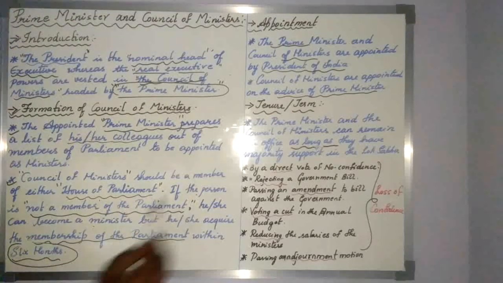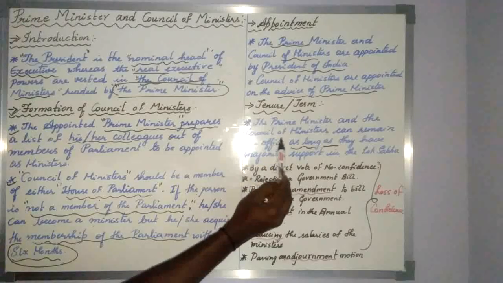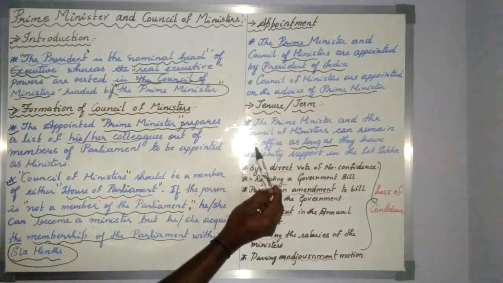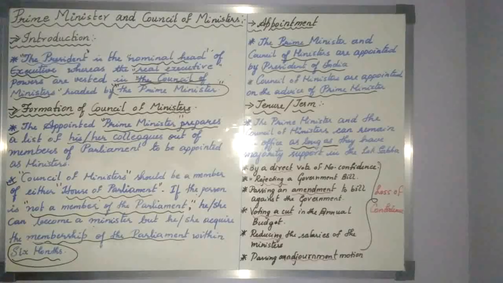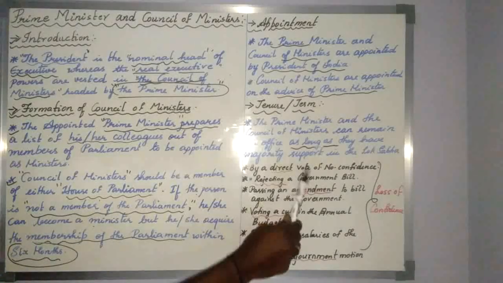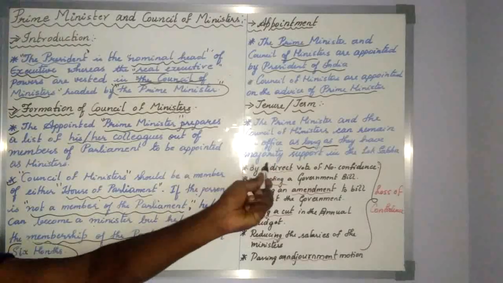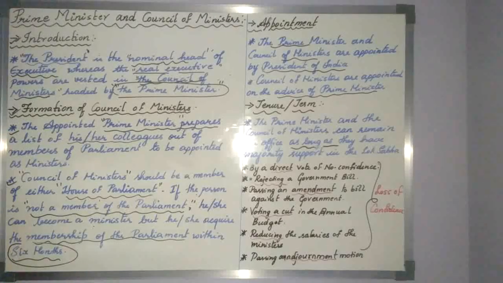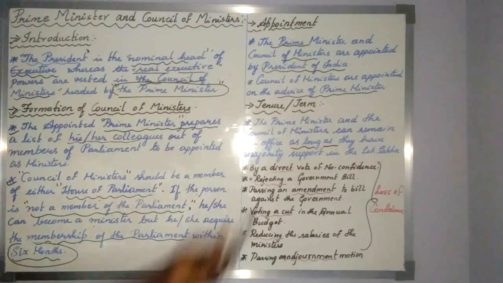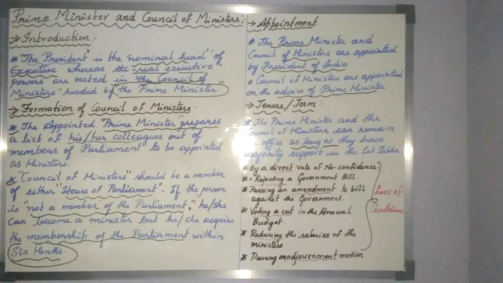So that is the reason. The tenure or term, if you see, the Prime Minister and the Council of Ministers can remain in office as long as they have the majority support in Lok Sabha. Even though their normal term is 5 years, the tenure or term depends on the majority support in the Lok Sabha. As long as they have the majority support, they can remain in office, which can make them complete the tenure of 5 years.